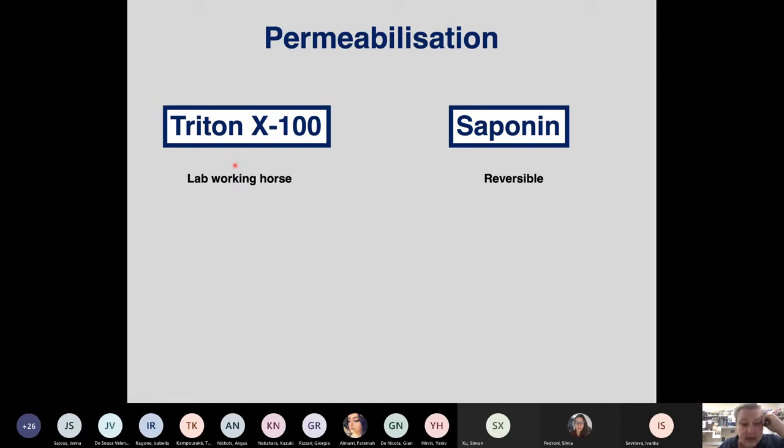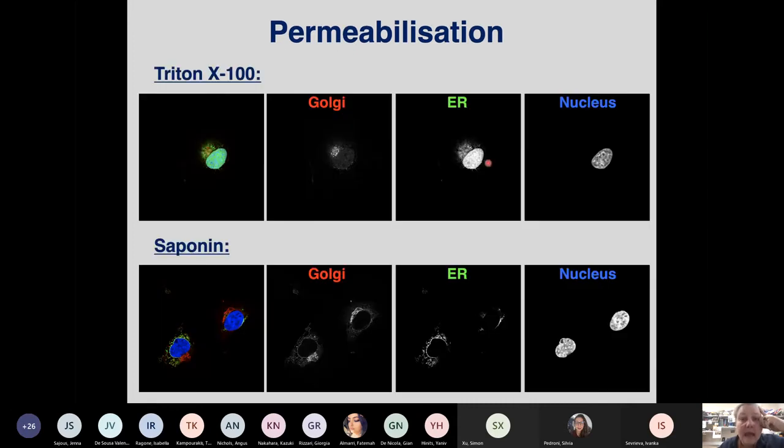Now, Triton X100 is what the majority of you will have used. Again, it's one of these lab working horses, but it is a tricky customer. So you have to be careful with your Triton. Saponin is more gentle, but it's also sometimes a bit too gentle because it's also reversible. And on the next slide, you see an example that which detergent you're using can drastically affect the conclusion that you draw from your sample.